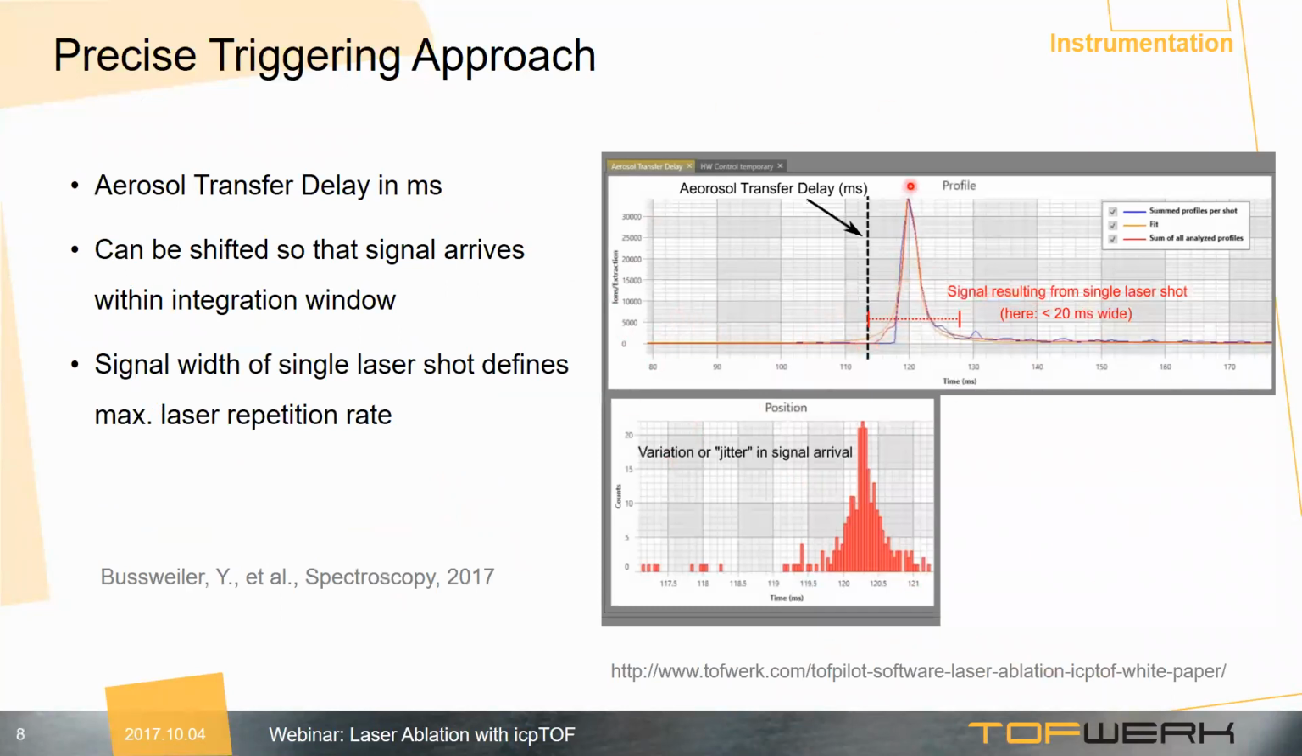And you can see here the signal from a single laser shot. And you can also see the aerosol transfer delay, so the time it takes to travel to the detector. And this can be shifted so that the signal always arrives within an integration window. At the same time, the width of this signal from a single laser shot defines how fast you can run the laser, so the laser repetition rate. In this example here, the width is about 20 milliseconds. That means you can still run the laser at 50 hertz without getting too much overlap. Yeah, and this precise triggering approach for imaging is described in our article in Spectroscopy.